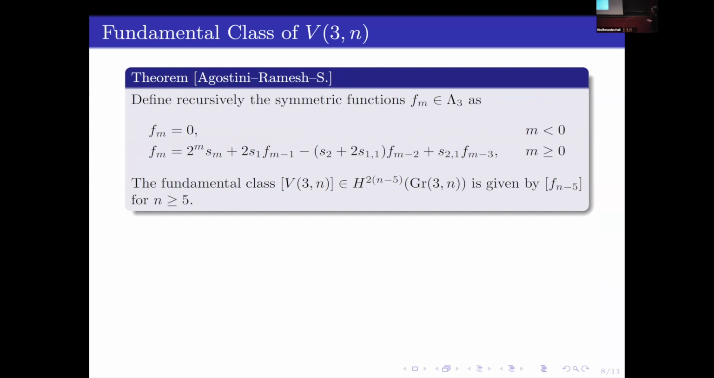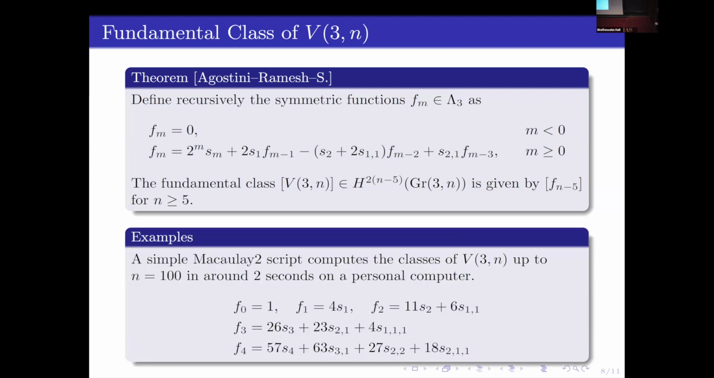And this formula basically says that we take Fm equals 0 for negative m, and for non-negative m, we can write each Fm in terms of the previous 3 terms. And just to show you some examples, here we have the first 5 symmetric functions, where Fm will have degree n, and they will give the classes of V35 through V39. And you can use Macaulay2 to easily compute the classes of V3n up to very large n.